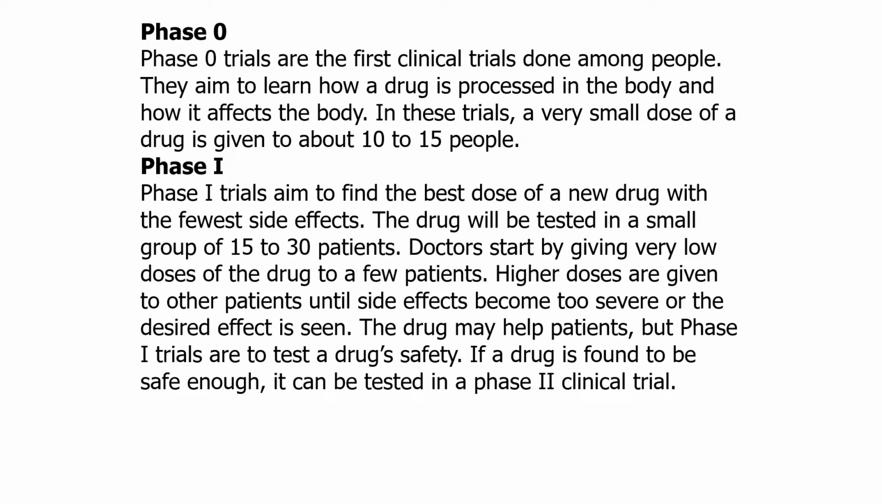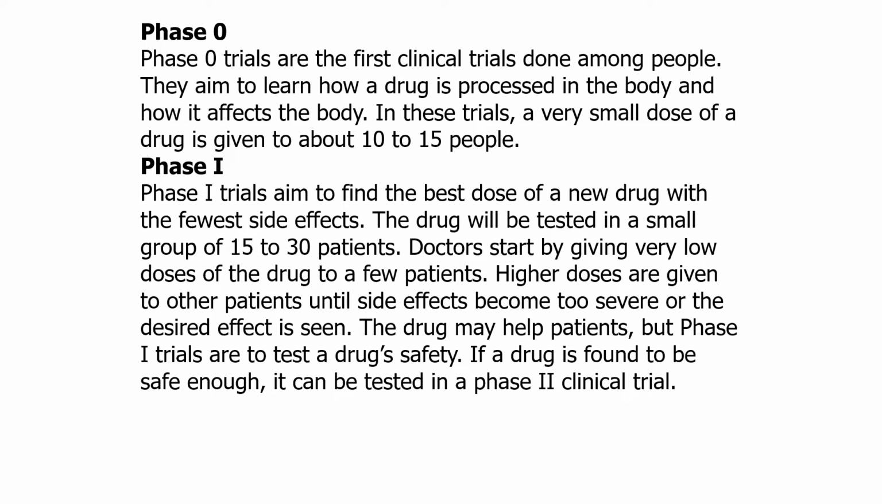The first clinical trial is done among people. They aim to learn how a drug is processed in the body and how it affects the body. A very small dose of the drug is given to about 10 to 15 people. Phase 1.